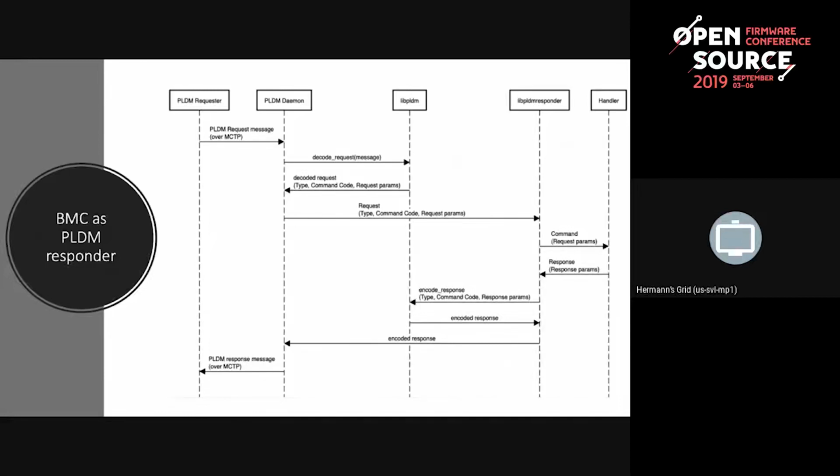After that, the PLDM daemon, because now it knows about the specific PLDM command that it has to serve, can send that information to a libPLDM responder, where a handler specific to a PLDM type and command will be invoked. The handler makes use of OpenBMC APIs to come up with a response, and then again uses libPLDM to encode the response as PLDM. Finally, the encoded response is sent back to the requester over MCTP.